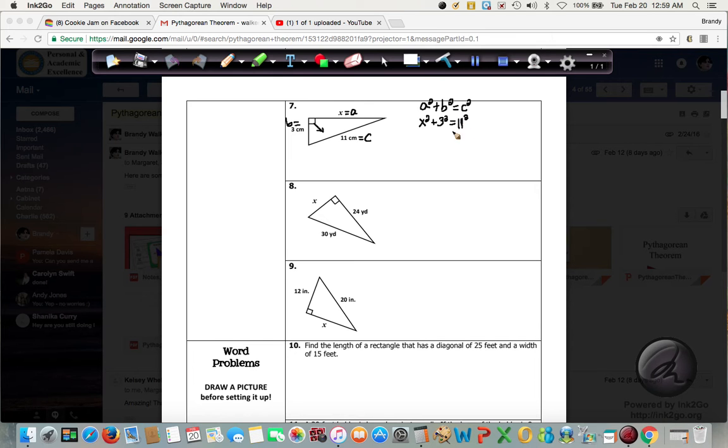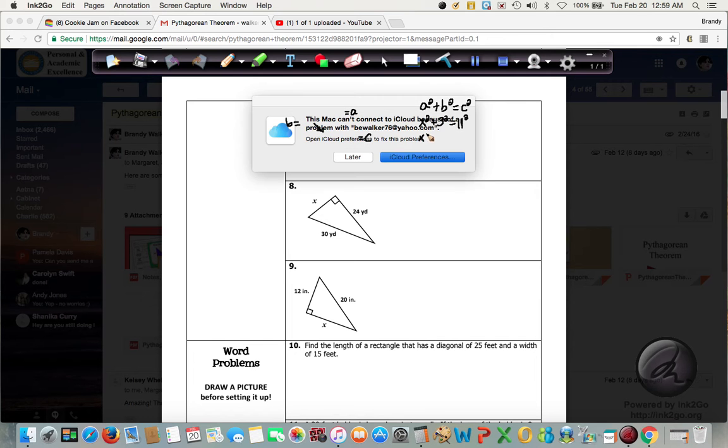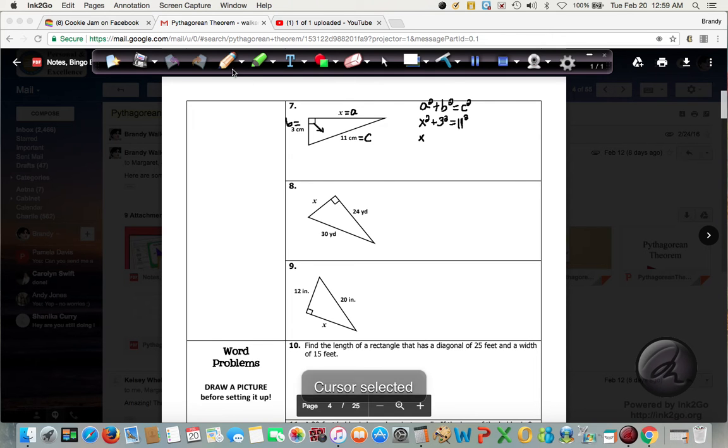Now we do some math. Our x has to stay the same because we don't know what it is. So we have x squared. Our x stays x squared. Our 3 squared changes to 9. And our 11 squared changes to 121. Again, if you don't know it, just put it in your calculator.